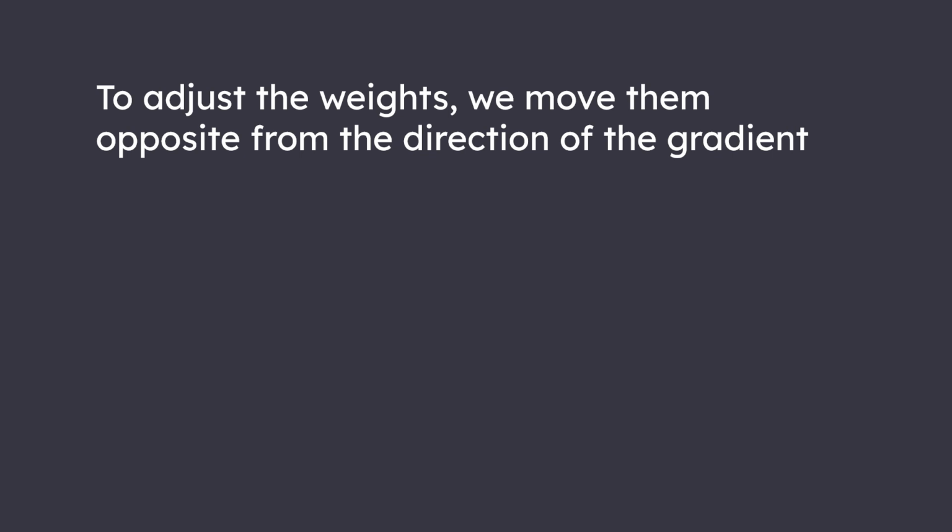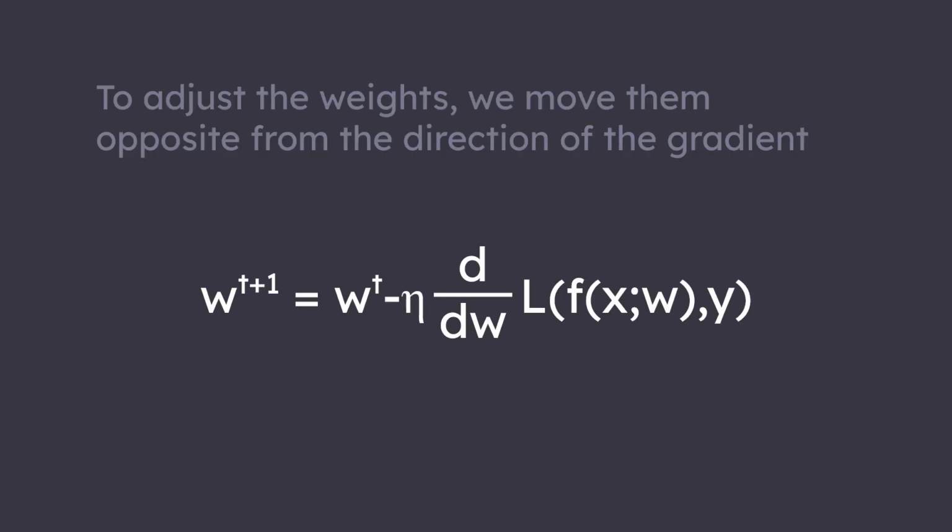To adjust the weights, we move their values opposite from the direction of the gradient. The new weights will be the original weights minus the learning rate times the derivative of the loss function with respect to w. But how do we find the derivative of the loss with respect to w in a feed-forward neural network? We use the chain rule.